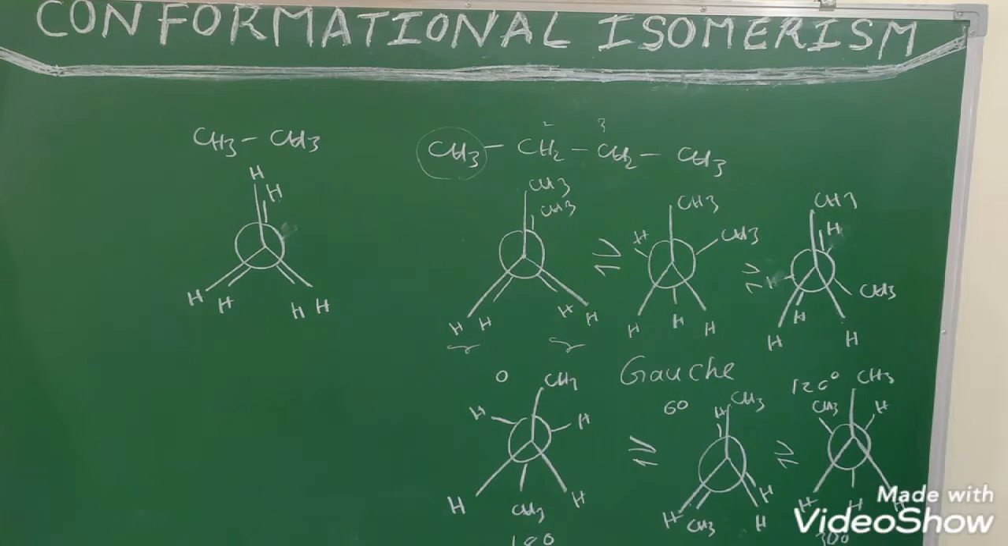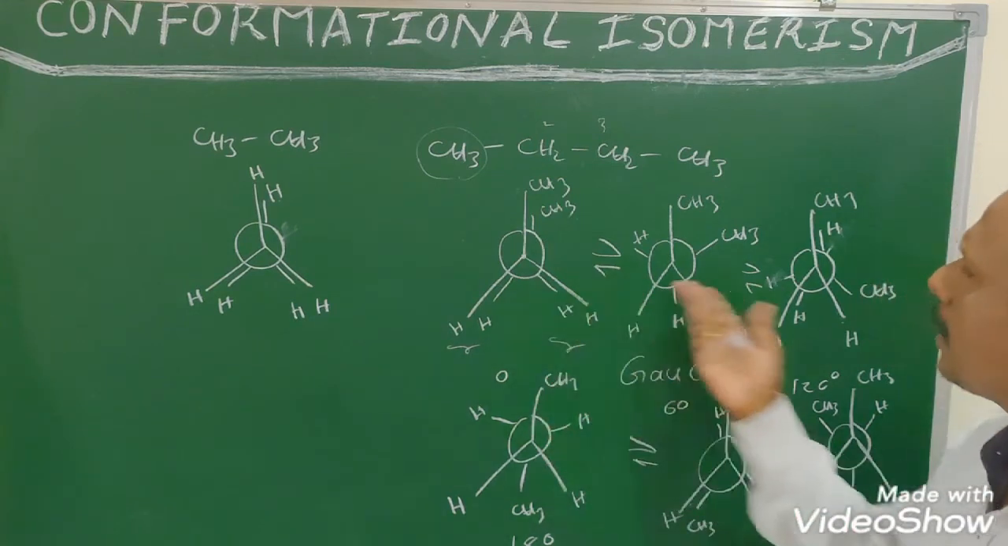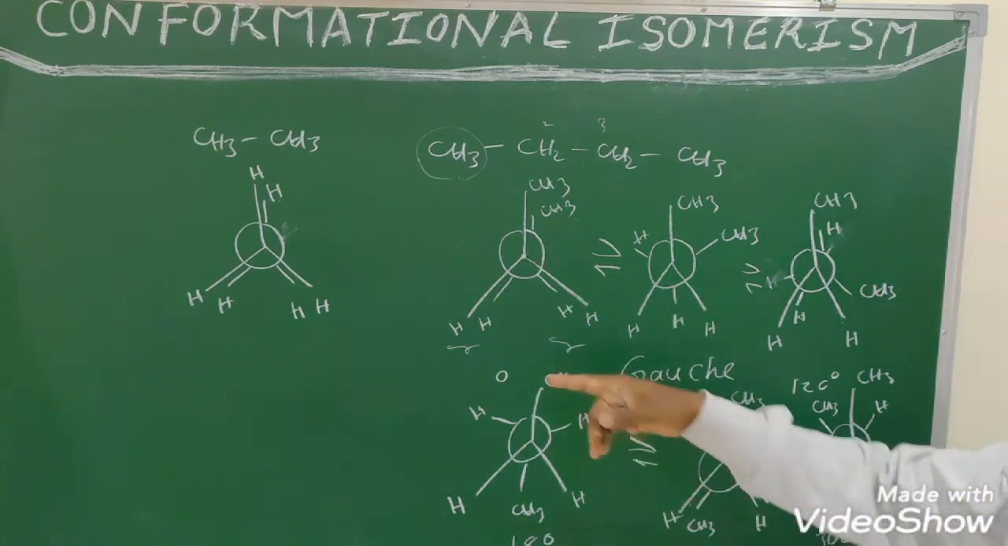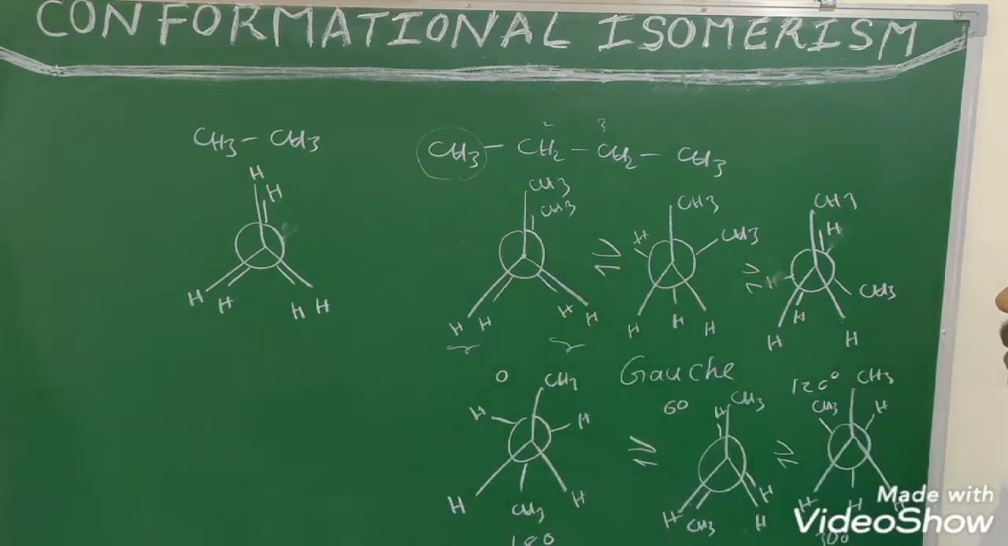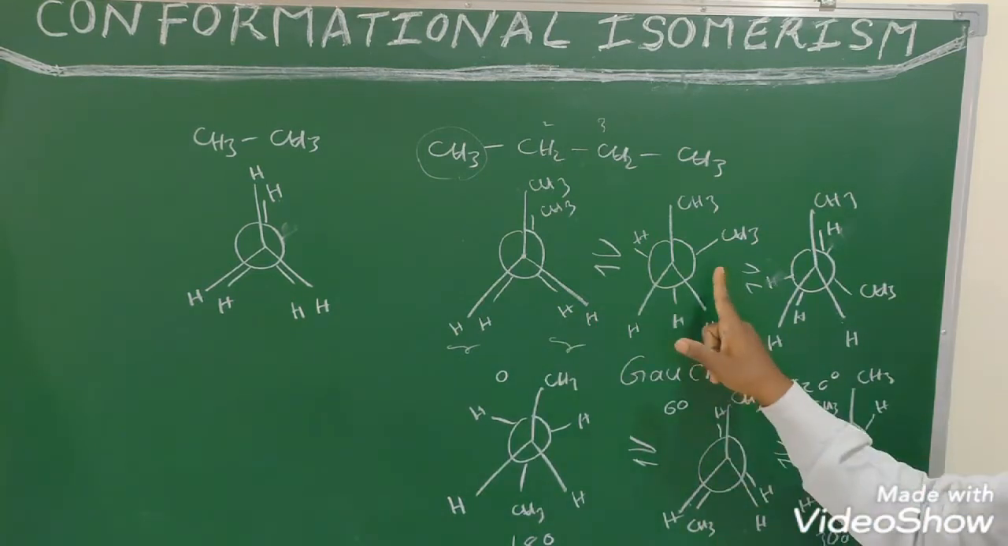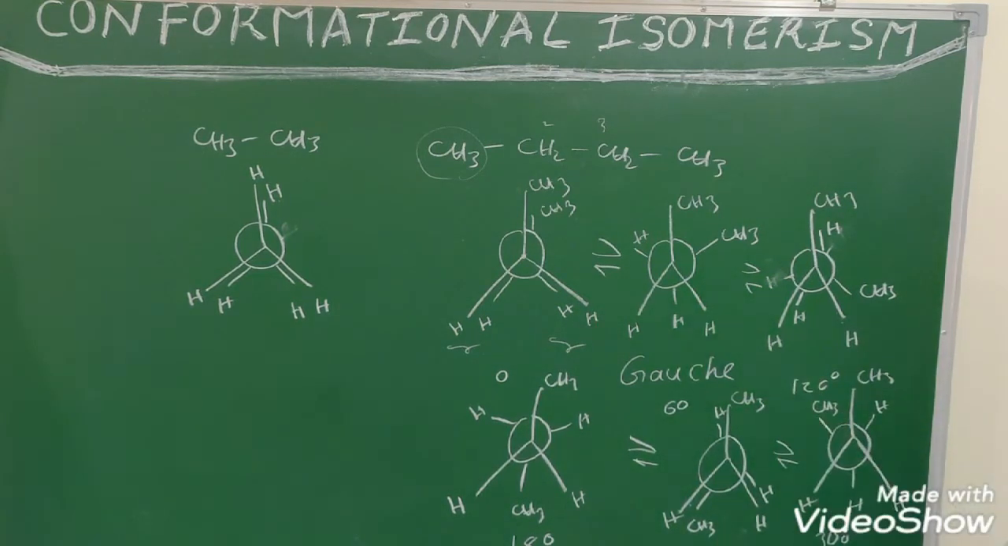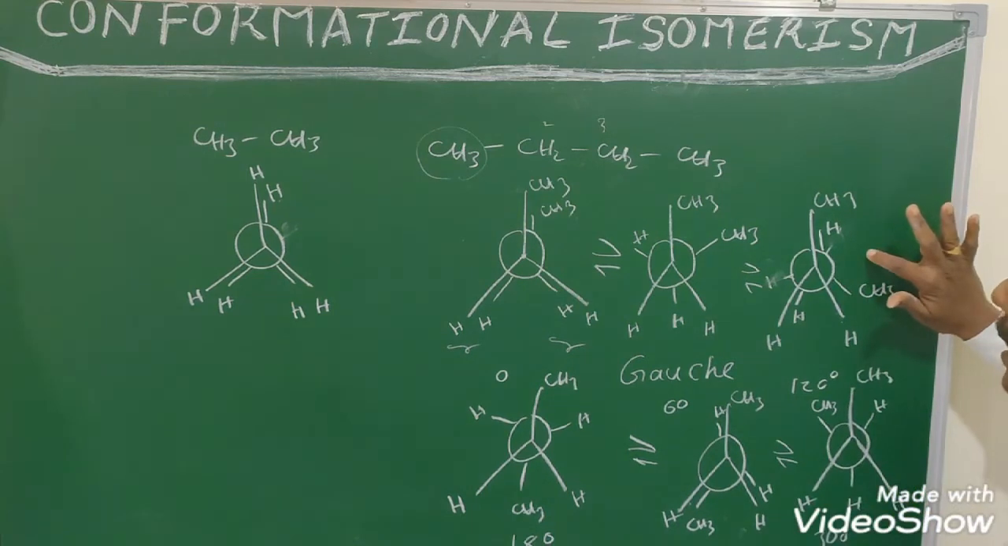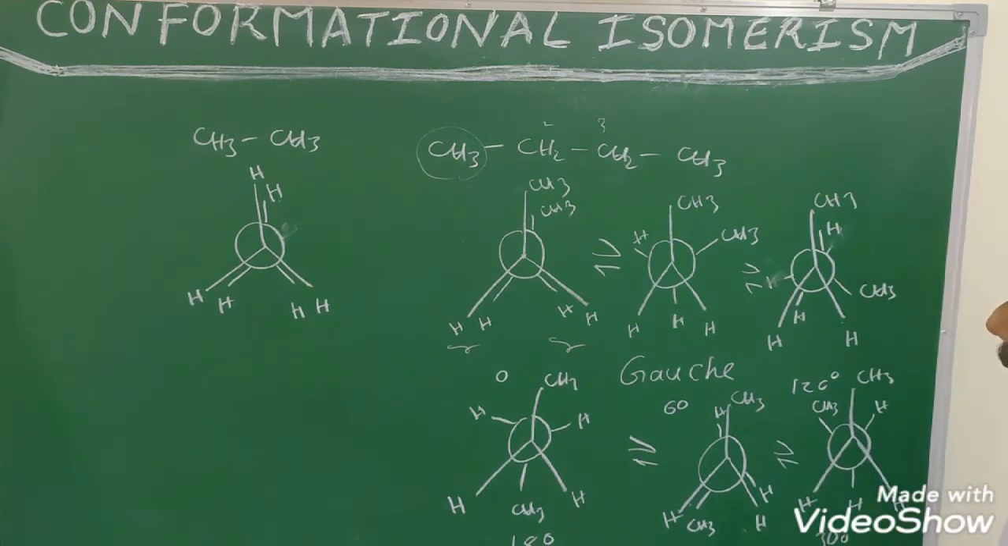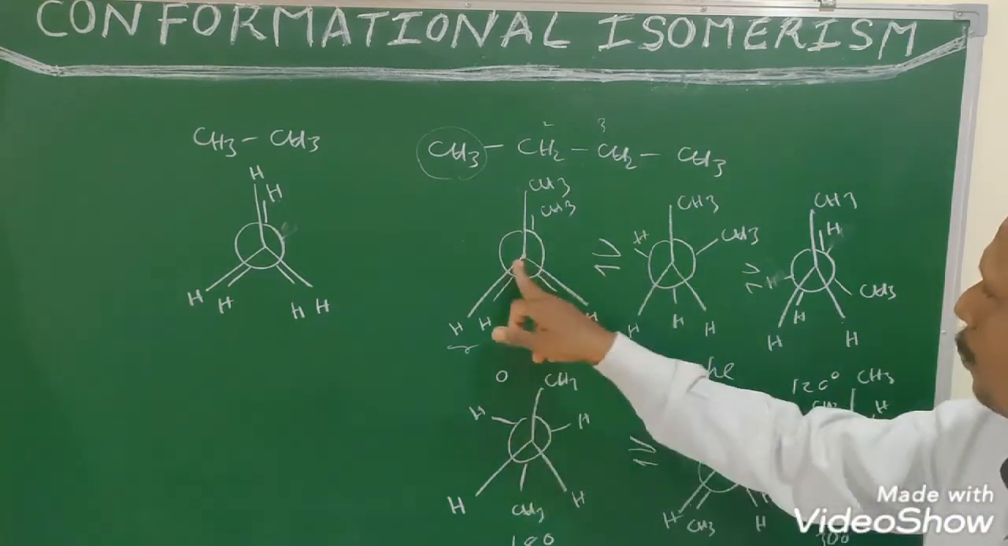Gauche conformation. After 360, we obtain the fully eclipsed conformation. So totally, infinite conformations are possible. Among them, 4 are the main conformations of butane. It is the fully eclipsed conformation. It is called the Gauche conformation. It is called the partially eclipsed conformation. It is called the anti conformation. These are the 4.